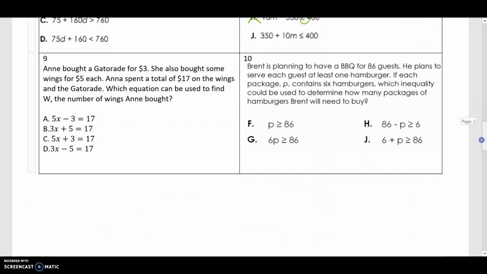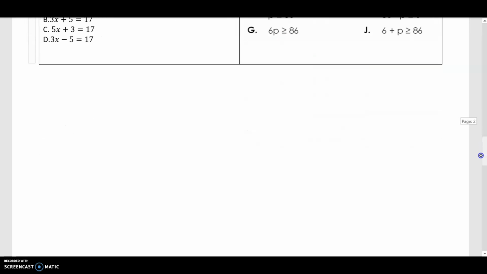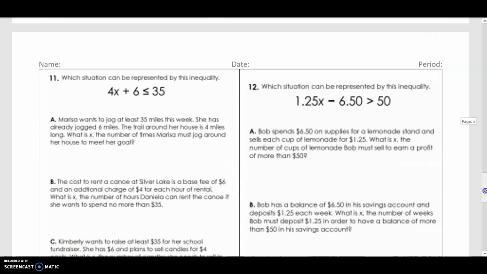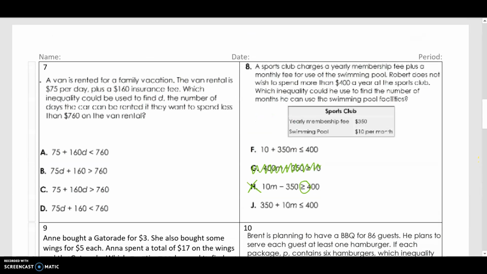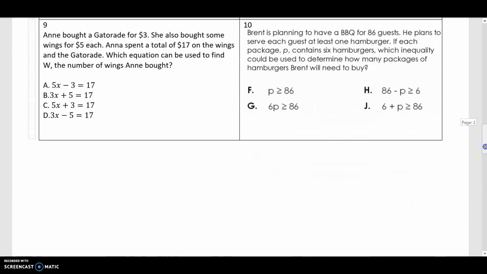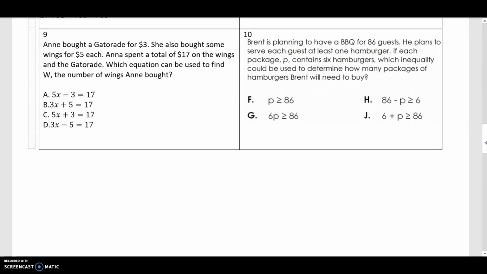Number 9. It says, Anne bought a Gatorade for $3. She also bought some wings for $5 each. Anna spent a total of $17 on the wings and the Gatorade. Which equation can be used to find W, the number of wings that Anne bought?